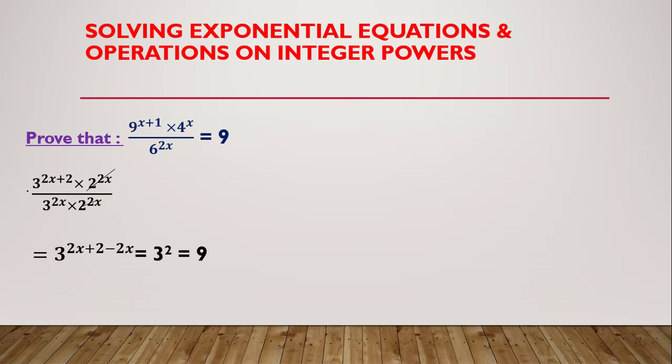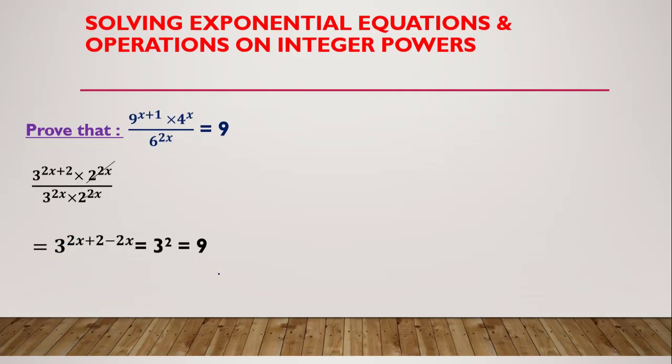Why minus? Because I have division operation. So 2x plus 2 minus 2x. Here we have 2x and here we have 2x. So it will be 3 power 2 because 2x minus 2x equals 0. 3 power 2 equals 9. So we proved that it equals 9.